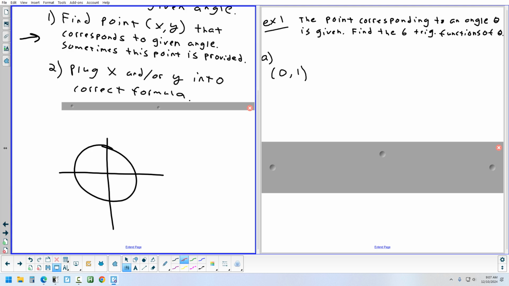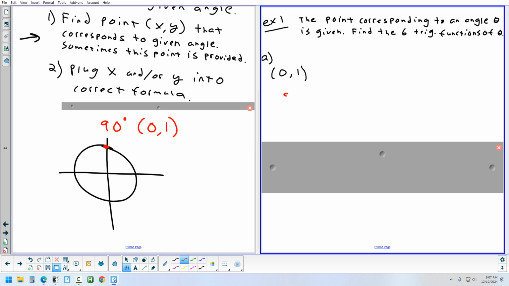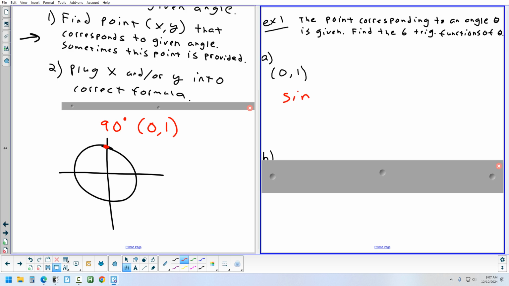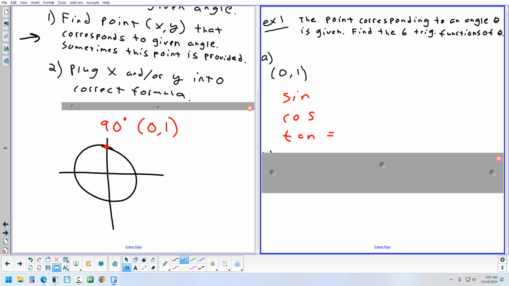Important to the problem? No. We have the coordinate, which is what's important. Let's start to just make a diagram. The coordinate for a 90-degree angle is 0, 1. All right. So now let's do our 6 trig functions. Sine, cosine, tangent.